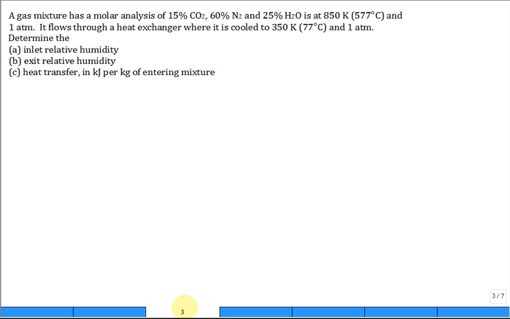Let's solve this problem. A gas mixture has a molar analysis of 15% carbon dioxide, 60% nitrogen, and 25% water vapor. It's at a spanking hot temperature of 850 Kelvin, which is 577 degrees C. Very high temperature. And it's at a total pressure of 1 atm. It flows through a heat exchanger where it's cooled so that it's now 350 Kelvin or 77 degrees C at 1 atm. So here's our heat exchanger.